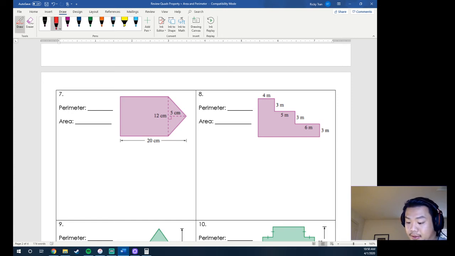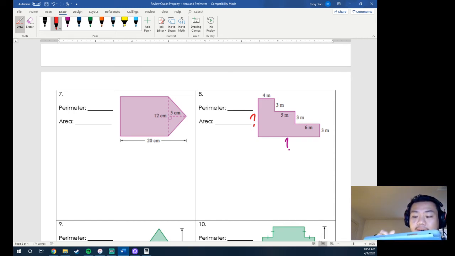Okay. So again, we need this length here, and we need this length here. Yes, you can split it into any shapes. The easiest way to do it is to split it into the shapes that are easy to get the area.